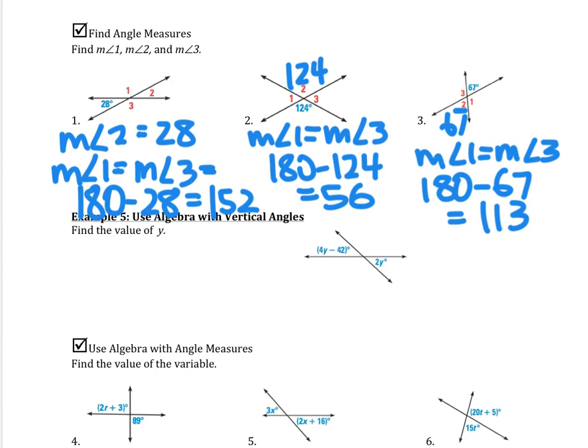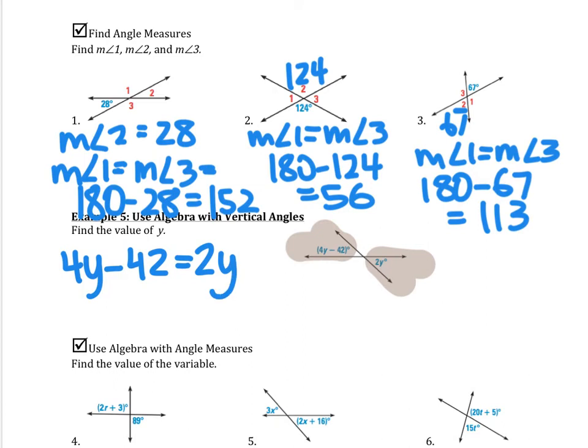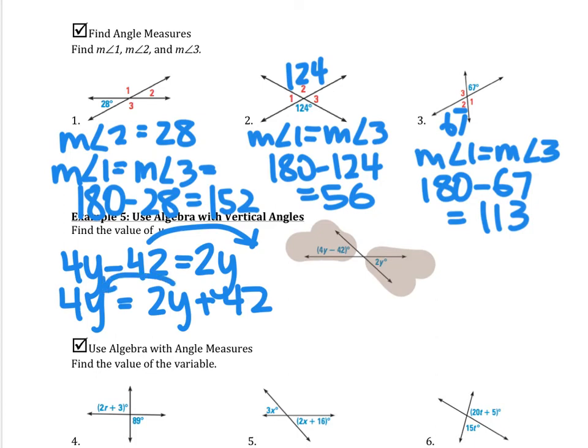We can use algebra, do the same thing, and solve for a variable. These two angles are vertical angles. So vertical angles, I know, are, hopefully you said, congruent or equal. Okay, I'm going to move the 42 over. And then the 2y over. Divide by 2.